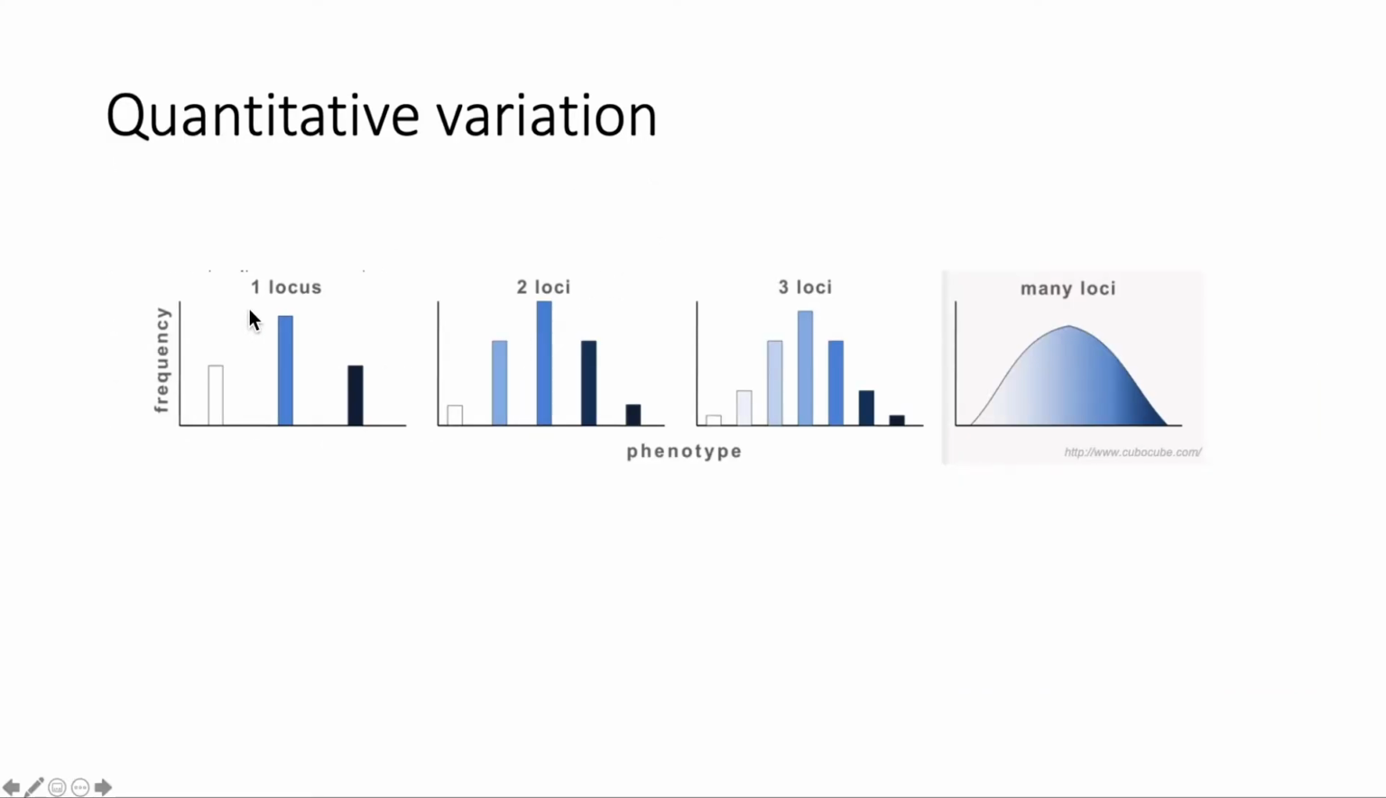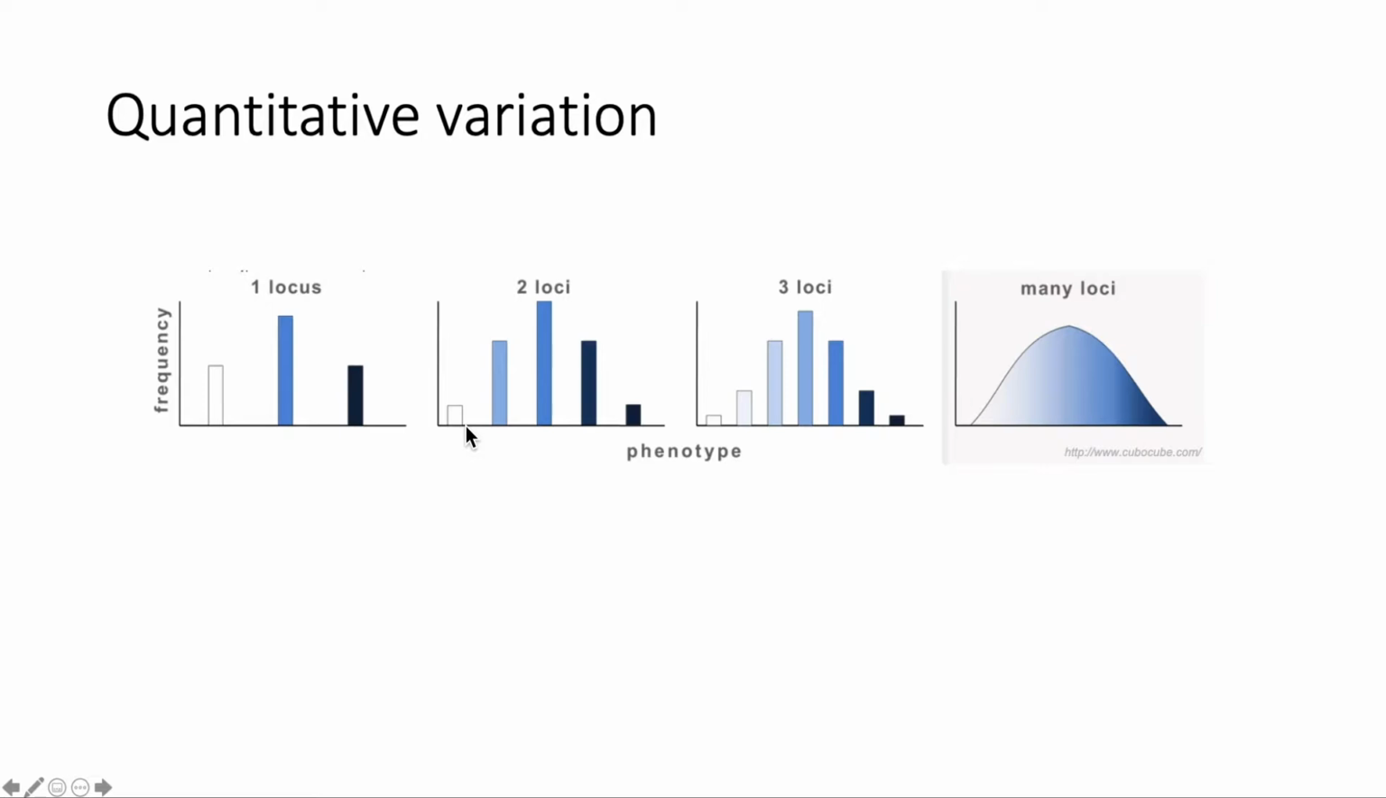Remember that when we discussed a simple allele model, we mentioned that when only one locus controls the trait, we can only have three categories. One for the recessive homozygous genotype, another for the heterozygous, and another for the dominant homozygous genotype. So in that case, we just have three categories if the trait is controlled by only one locus.